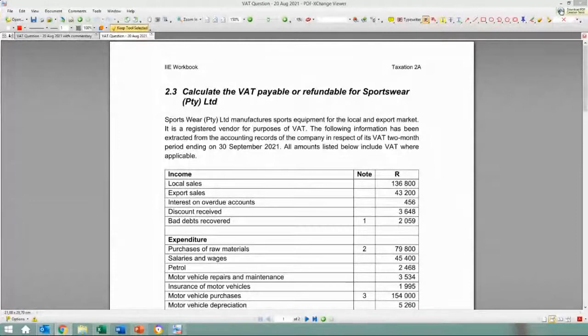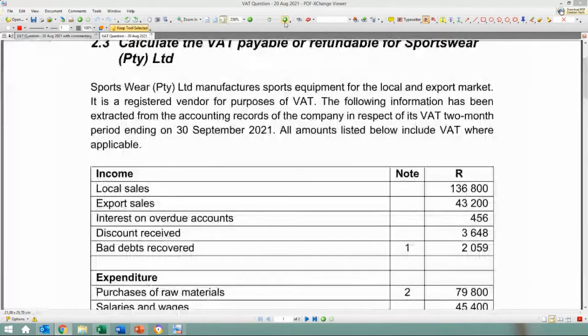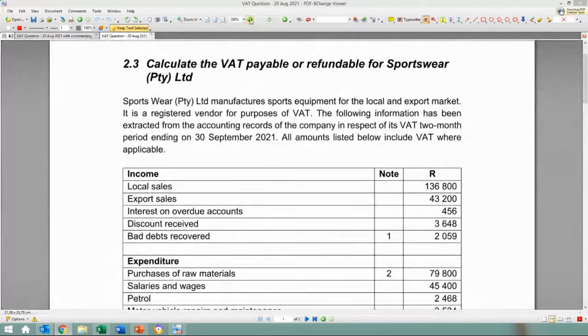Welcome back, everyone. So in this session, we are now going to apply what we've talked about in the first session. I've taken this question out of the tax workbook that is loaded on the VC portal.